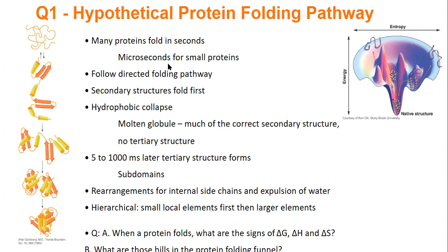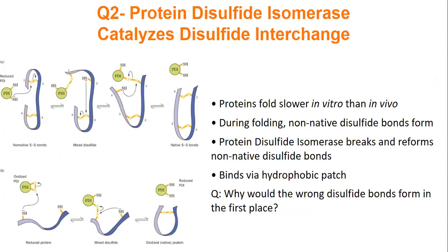All right. So let's move on then. During protein folding, some things might go wrong to give those intermediate conformations or local energy minima conformations. One of them is forming the wrong disulfide bonds.